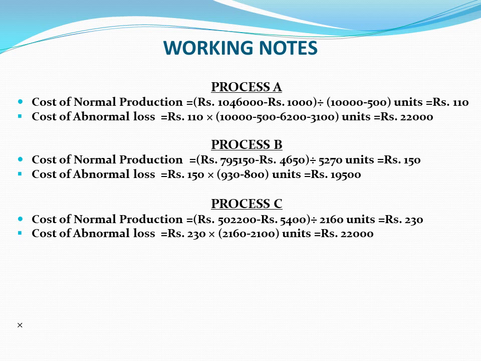In the case of process C, cost of normal production is equal to rupees 5,02,200 minus rupees 5,400 divided by 2,160 units, equal to rupees 230. Cost of abnormal loss is equal to rupees 230 into 2,160 minus 2,100 units, which becomes rupees 13,800.